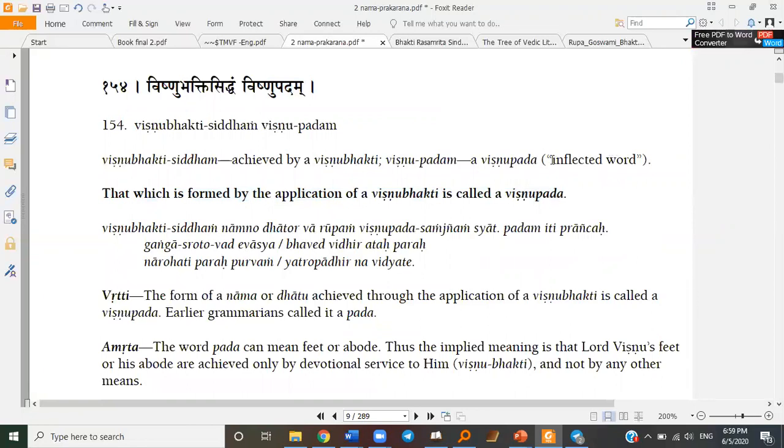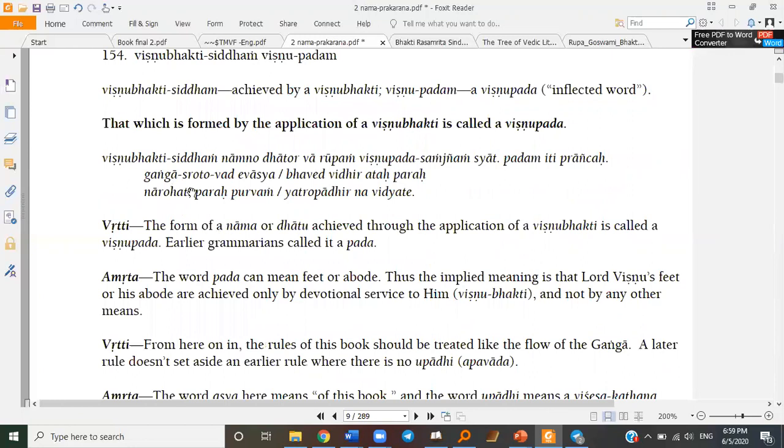Or inflected word. This is interesting actually. The form of a Nama or Dhatu achieved through the application of a Vishnu Bhakti is called a Vishnu Pada.